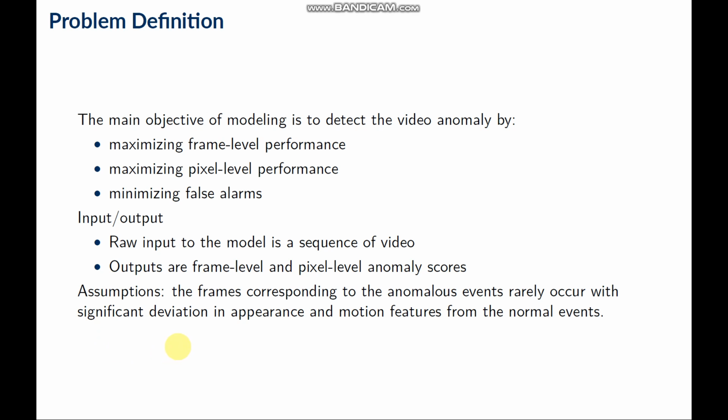This is based on the assumption that the frames corresponding to anomalous events rarely occur, with significant deviation in appearance and motion features from the normal events. So based on this assumption, one can apply an unsupervised learning method for anomaly detection.